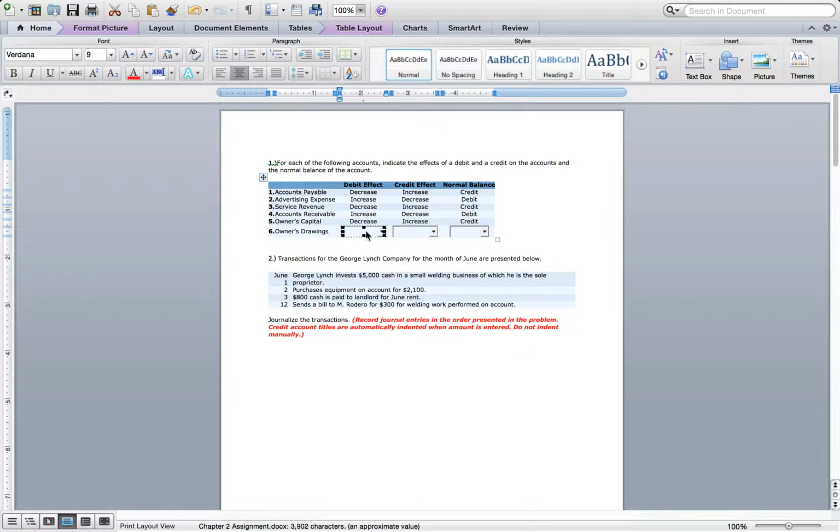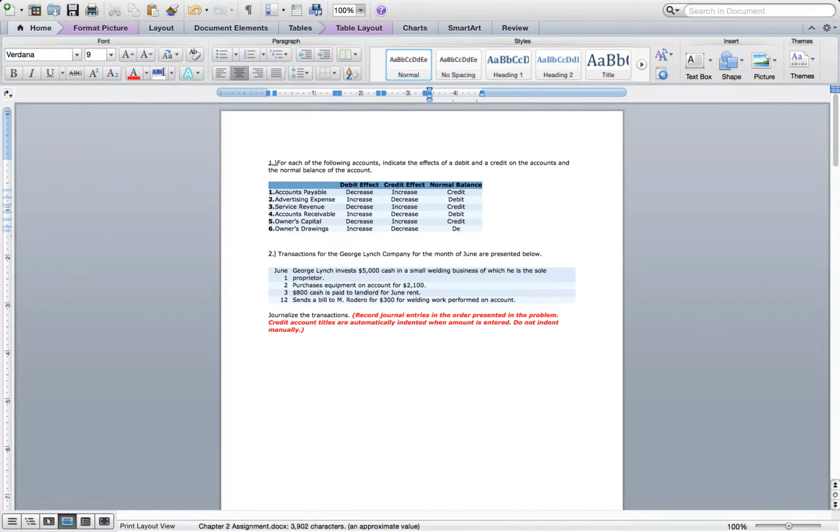And the last one for this example is owner's drawings. This is when the owner takes out assets for their personal use, such as cash or equipment. A debit will increase it, and a credit will do the opposite, it will decrease it. Okay, the last part, the normal balance will be a debit.